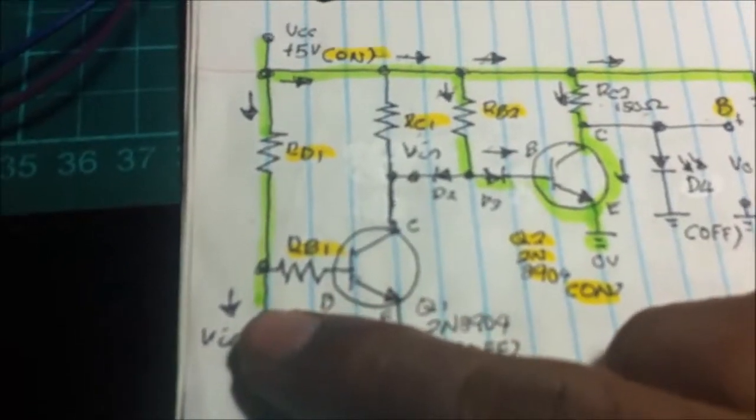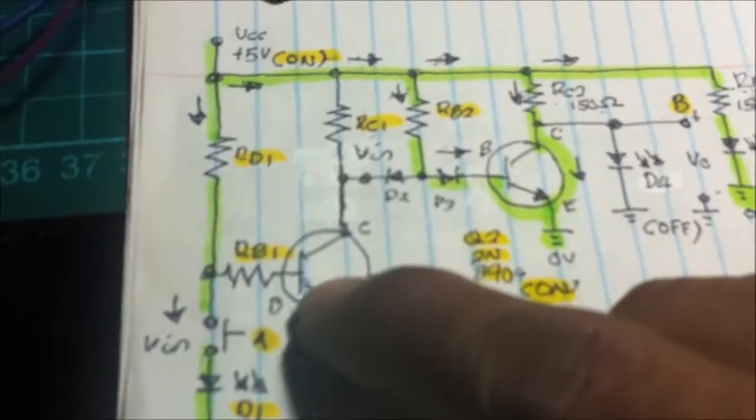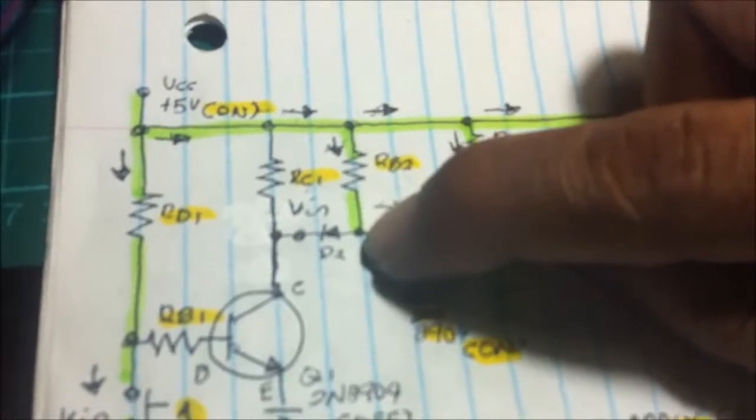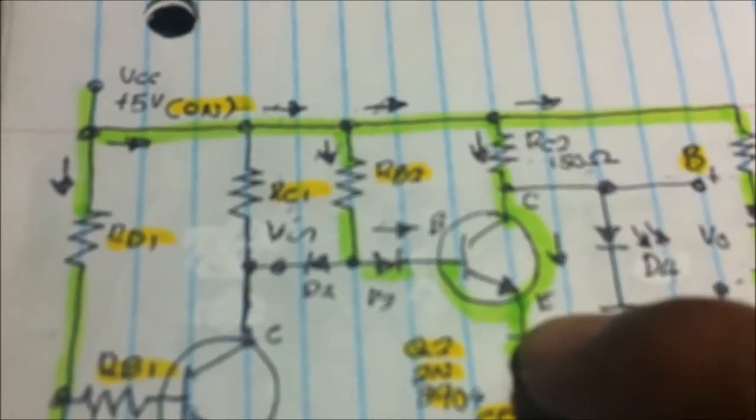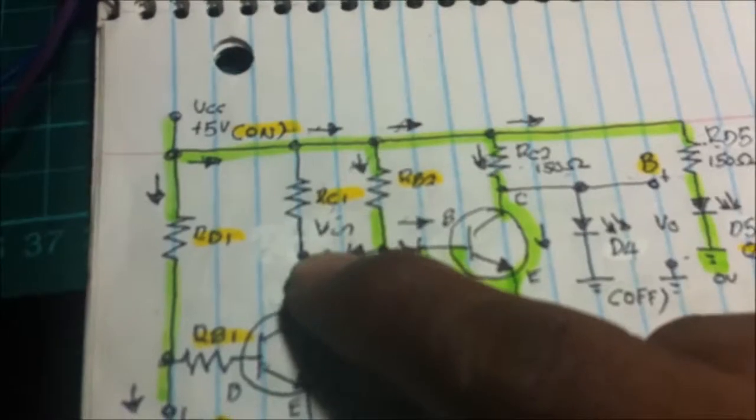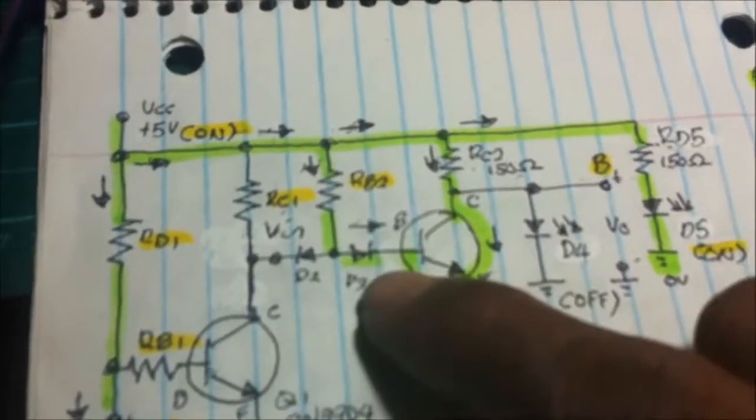Remember, when I push the button, it turns off the transistor. So current will not flow here. Instead, current will flow into RB2, D3, and to the base-emitter at saturation. Current will not flow here because this is cut off.